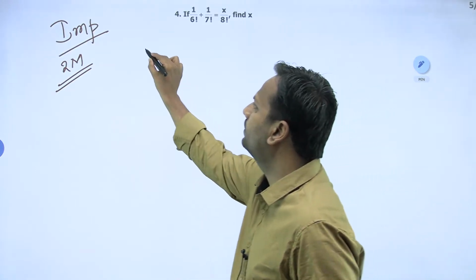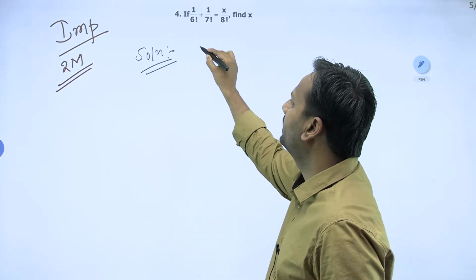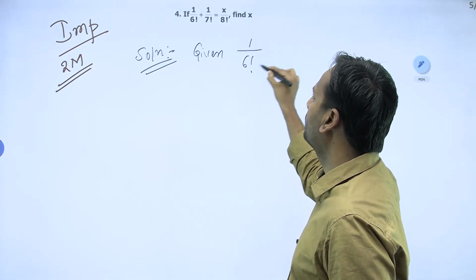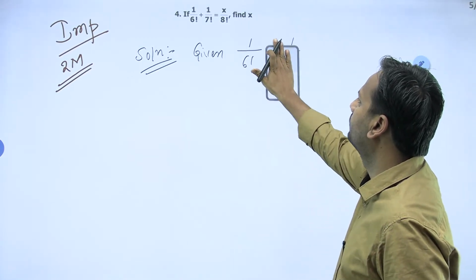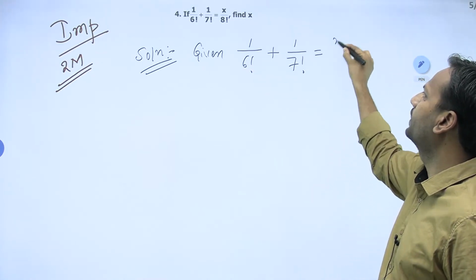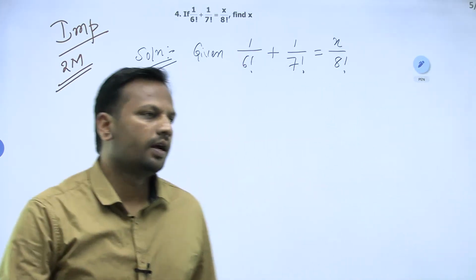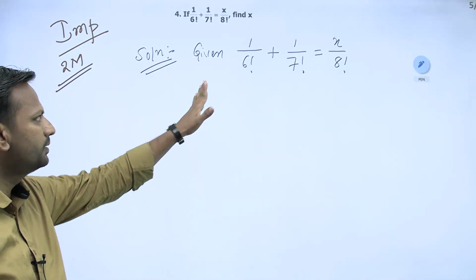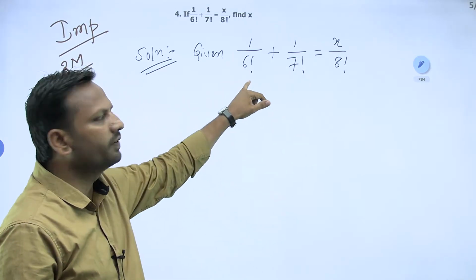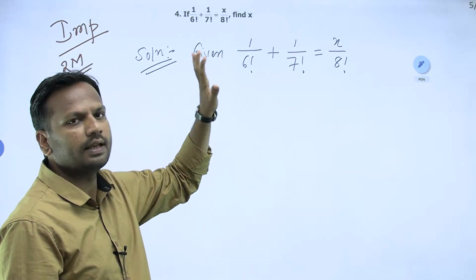This is also a very easy one, but important one. Okay, just see. Consider the given thing here. What have they provided? 1 by 6 factorial plus 1 by 7 factorial is equal to x divided by 8 factorial. Got it now? Again, students, while dealing with these problems, see which one is the least factorial. The least factorial is 6 factorial, right? Just keep as it is. Do not disturb that one here. Keep the 6 factorial as it is.